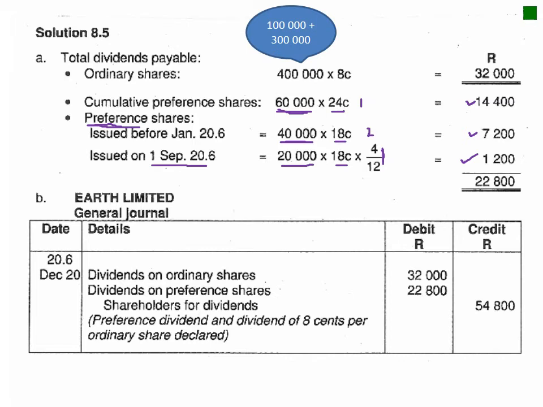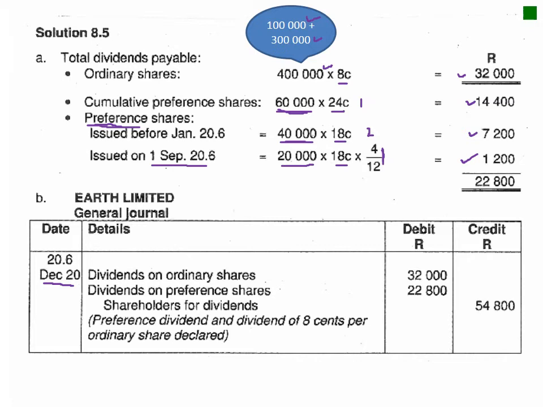For the ordinary shares, we have 2 sets of shares, the 100,000 issued during the year plus the 300,000 that were issued at the beginning of the year, giving us a total of 400,000. Anyone who owned a share on the 20th of December will get this 8 cents dividend. So 8 cents times 400,000 shares gives dividends of 32,000 Rand.